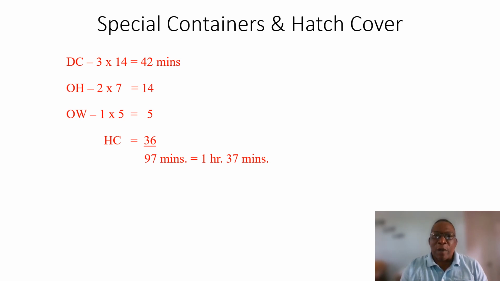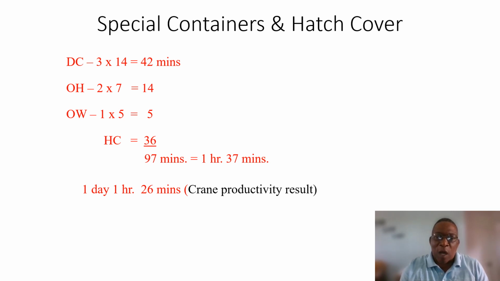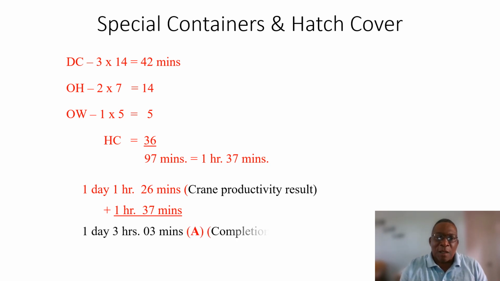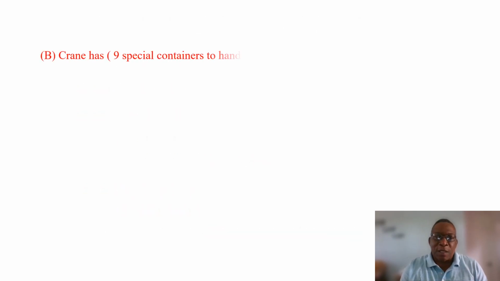Now, after we have calculated those, we are going to add it to the crane productivity to give us the overall result. The crane productivity we got was 1 day, 1 hour and 26 minutes. So now we add the special container and hatch cover time, which is 1 hour and 37 minutes, giving us a grand total of 1 day, 3 hours and 3 minutes, which will be the completion time for crane A. Now let us look at crane B.